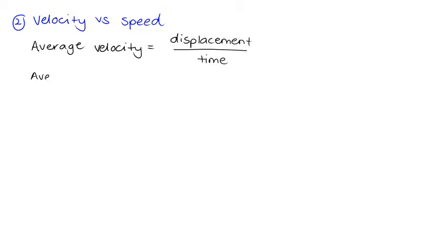And average speed is the distance over time. So obviously from the differences between displacement and distance, that's the same difference between velocity and speed. Velocity is talking about displacement, the position, and speed is talking about the distance, the total distance covered.